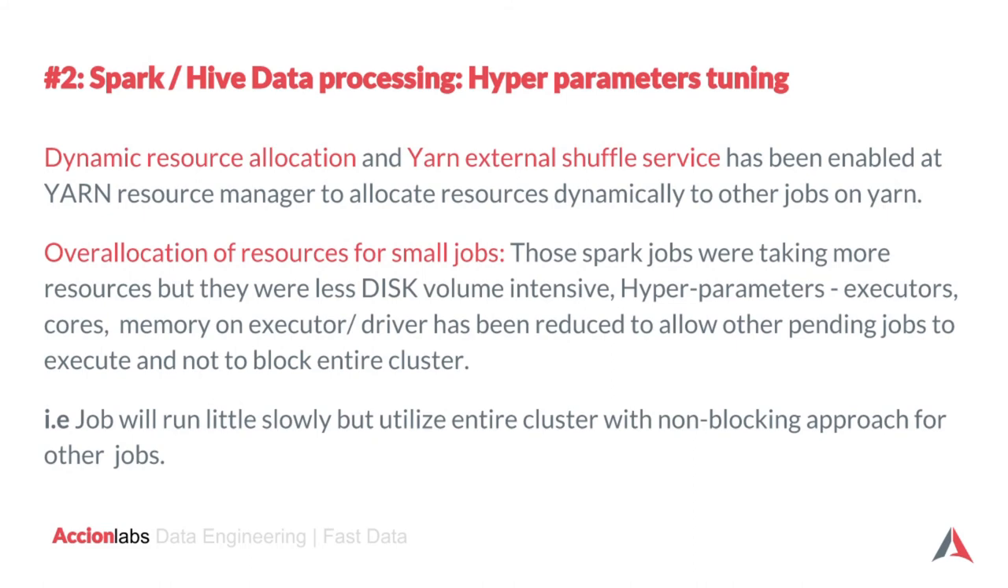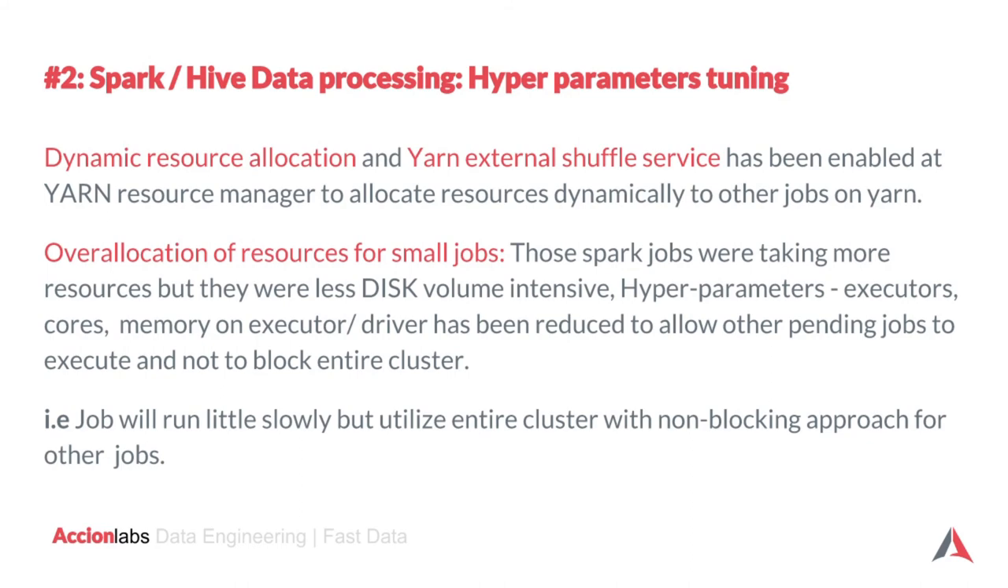So at that time, your job gets allocation on the cluster. Now other jobs cannot start because you are holding the memory and the infrastructure resources. So that is over-allocation of resources for small jobs. What people do, as I said earlier, for small jobs, is provide more memory allocation, which holds the jobs and locks the entire cluster.